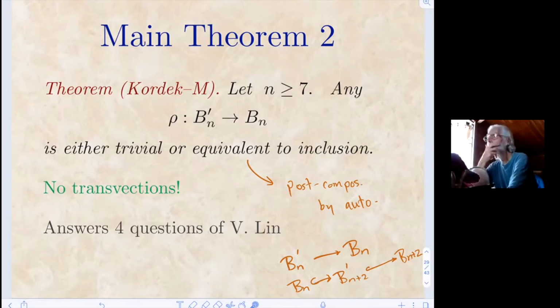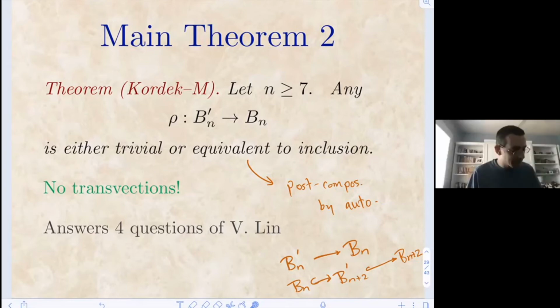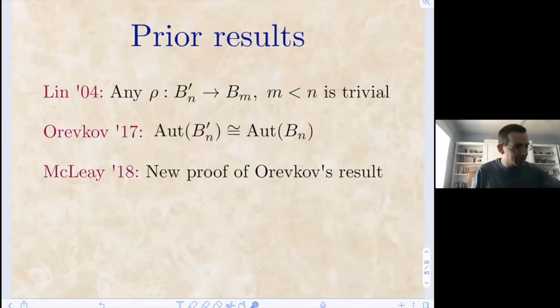Oh, there were some prior results. Lin classified homomorphisms from Bn prime to Bm for m less than n. They're all trivial. Orevkov computed the automorphism group of Bn prime. And Maclay gave a new proof of Orevkov's result. And Orevkov also gave a new proof of our theorem very, very recently. And I didn't add it to the slides yet.